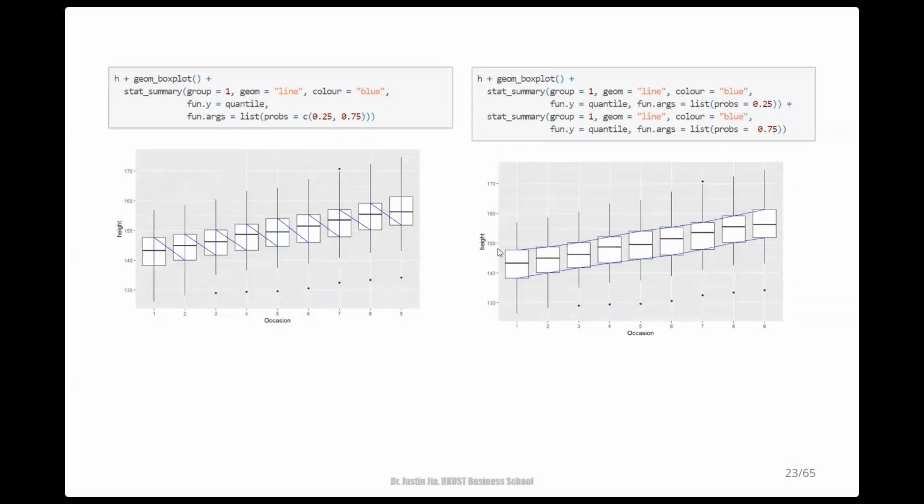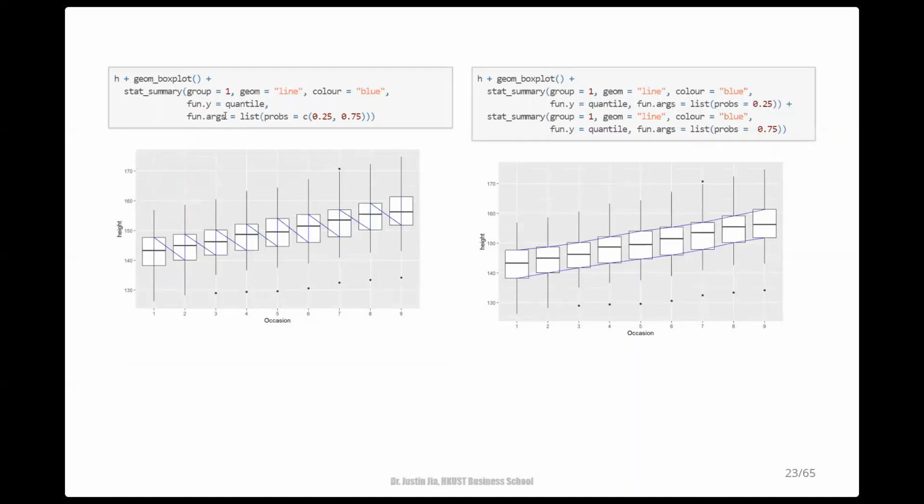What if instead of the median, we want to display the trends in the first quartile and the third quartile? Recall that the quantile function can be used to compute these two statistics. But we have to supply the arguments to its probabilities parameter. And this is done by using this function arguments keyword.